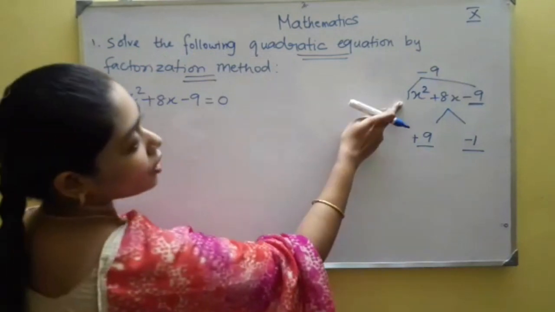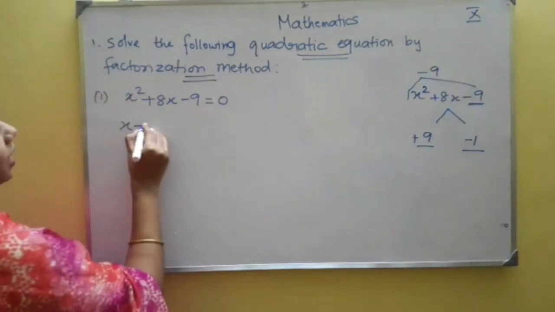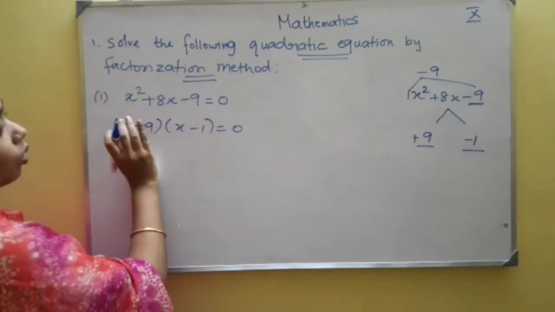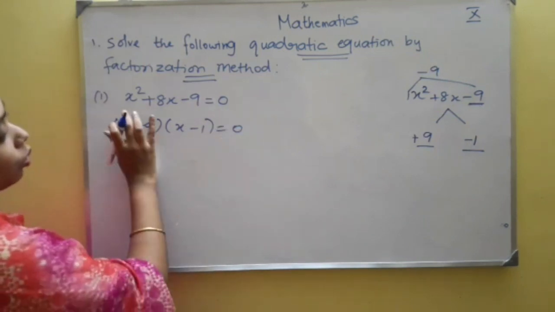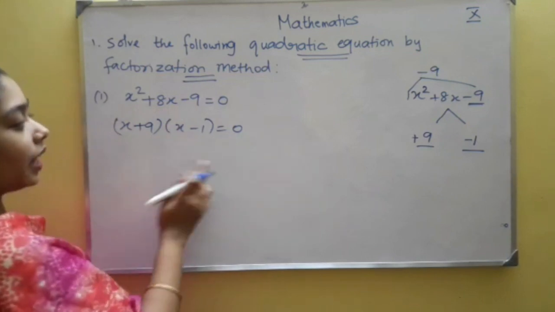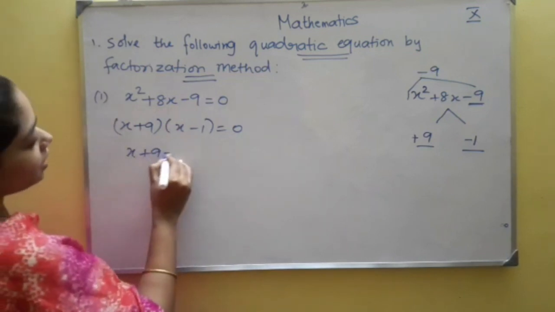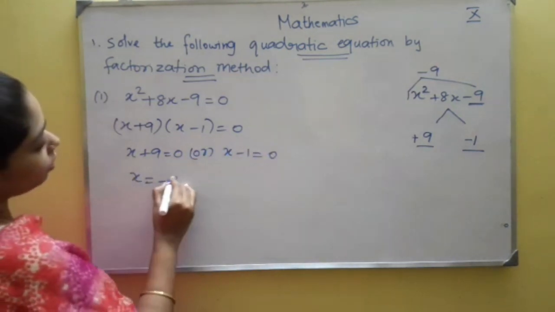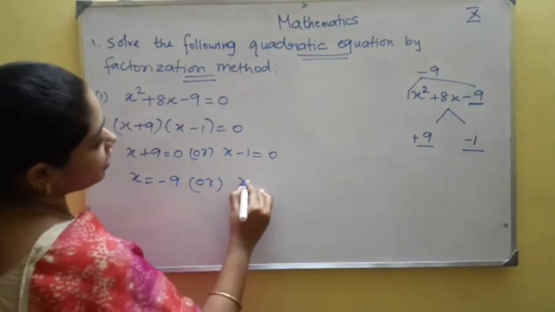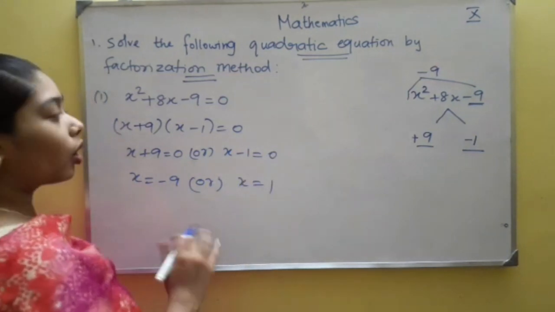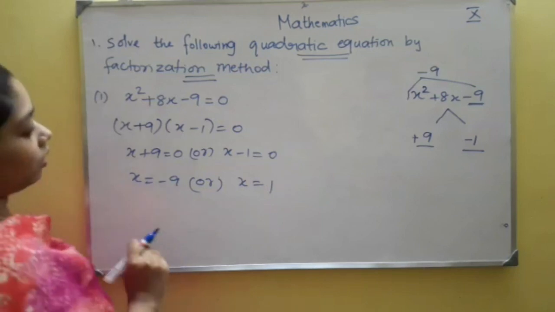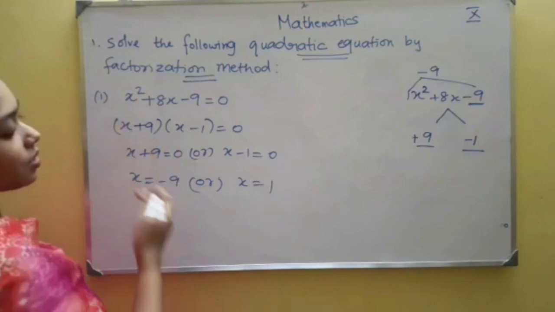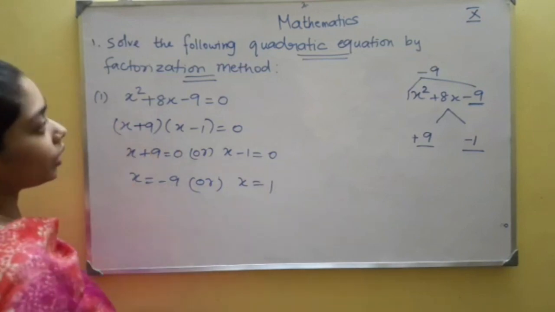Now here the coefficient is 1, so simply write (x + 9)(x − 1) = 0. x is a real number, and when two real numbers multiply to give 0, either one must be 0. Then x + 9 = 0 or x − 1 = 0. So x = −9 or x = 1. You can simply say both values hold here, because a quadratic equation has two solutions.